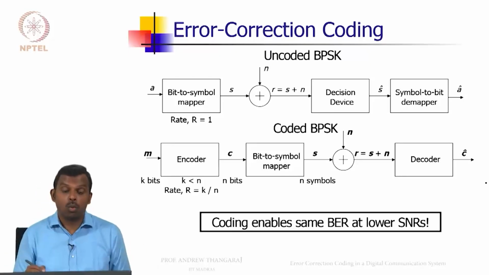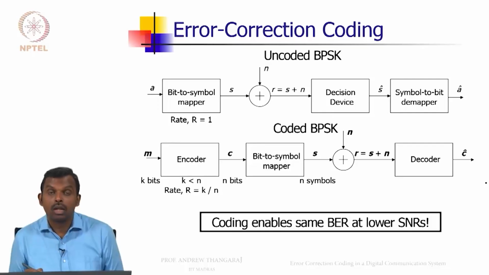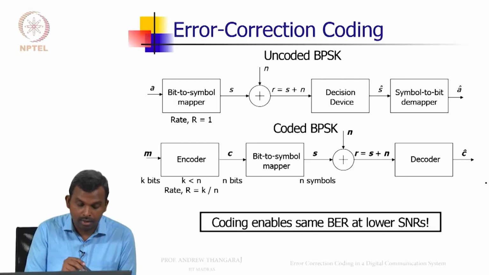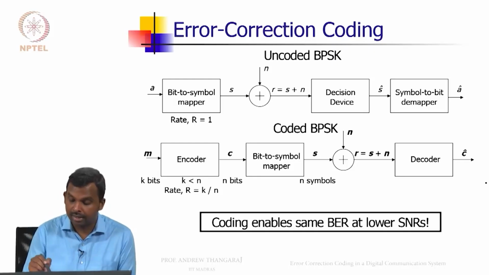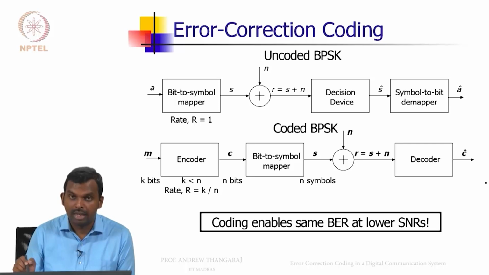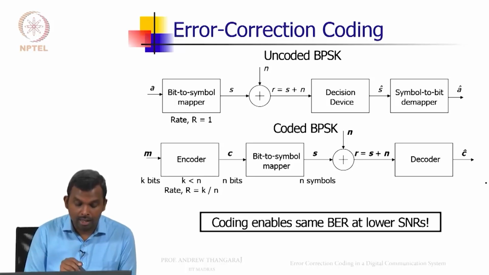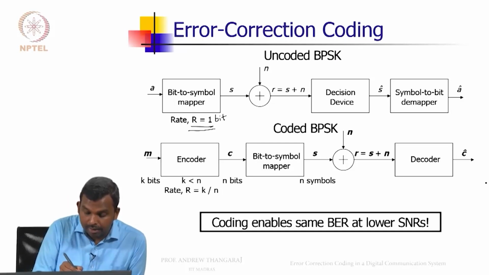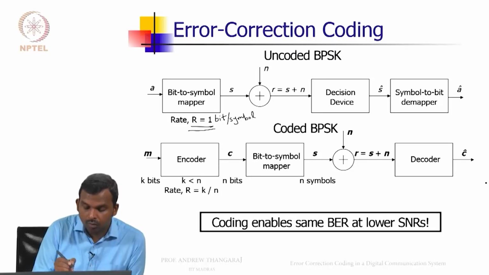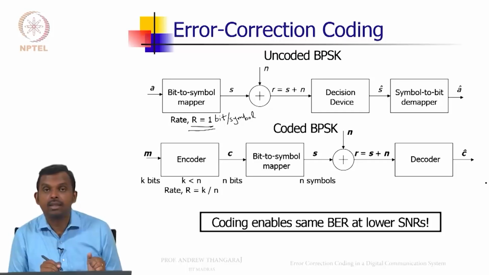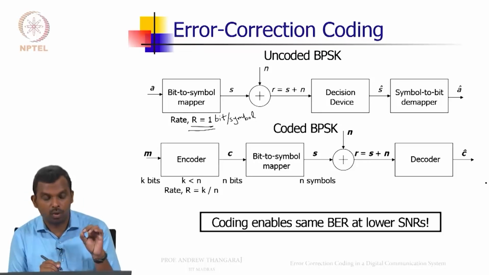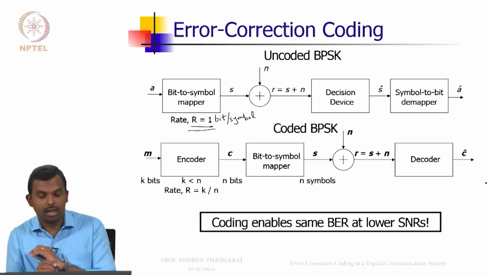Now, we are ready to say what error control coding does to an uncoded BPSK system. Here you have an uncoded BPSK system: you have a bit, you convert it into a symbol, noise gets added, there is a decision device, and you do a symbol to bit mapping to get A hat. The rate R is said to be 1 here, in the sense of 1 bit per symbol. Every symbol carries 1 bit of information. Every bit is converted into only 1 symbol, so your rate is also 1, and that is the uncoded BPSK.